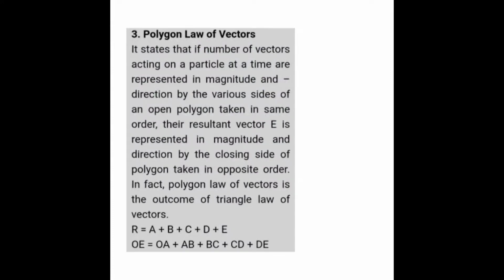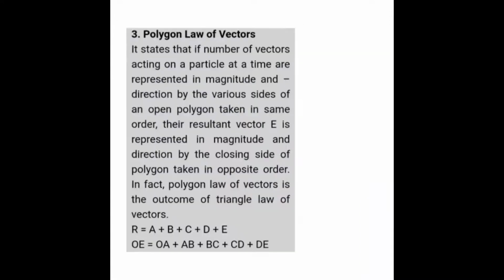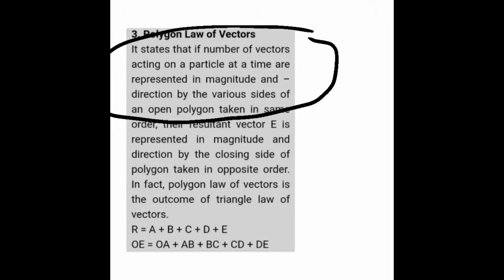Next we have the polygonal law of vectors. First we will see if multiple vectors are acting at the same point. Let us consider vector A, vector B, vector C, vector D, vector E. If these 5 vectors are acting at a particular point in the same order, then the closing end will give the resultant, right? If a number of vectors acting on a particle at the same time are represented in magnitude and direction by the various sides of an open polygon taken in the same order, then the resultant vector is represented in magnitude and direction by the closing side of the polygon, which is taken in the opposite order.